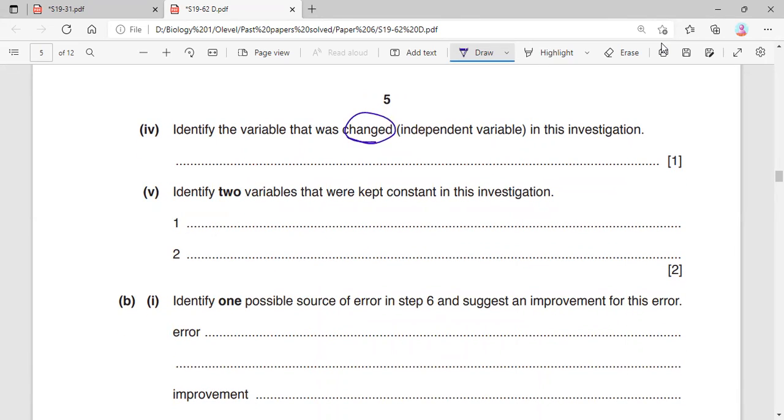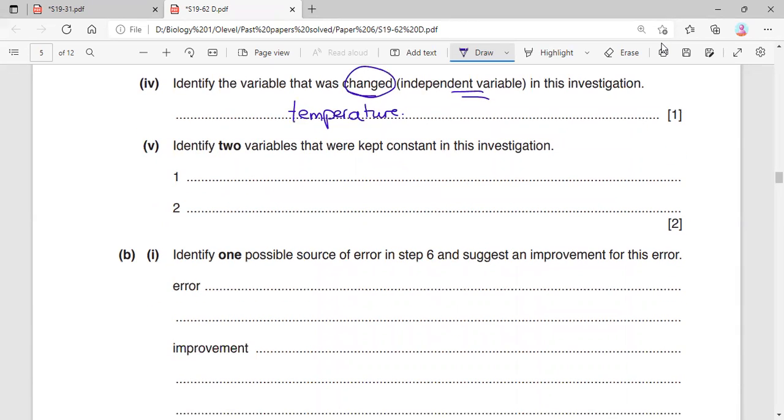identify the variable that was changed. We already marked it at the beginning. We said that he was investigating the effect of temperature. So he is going to change the temperature to check its effect.